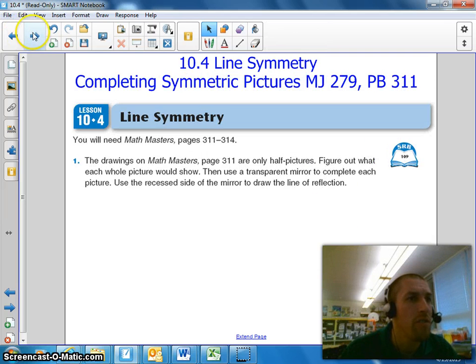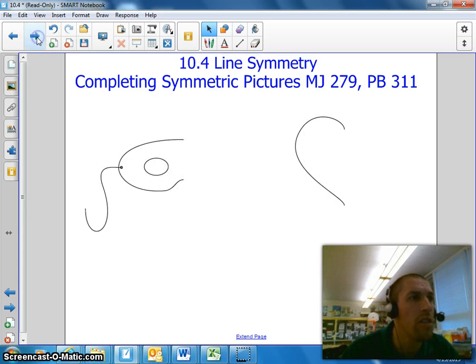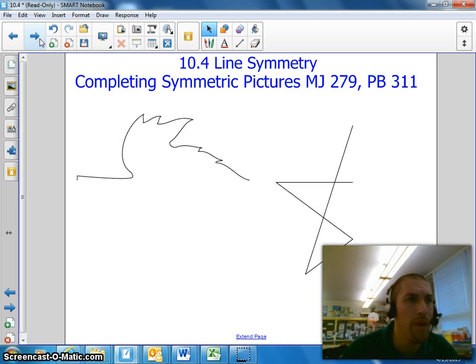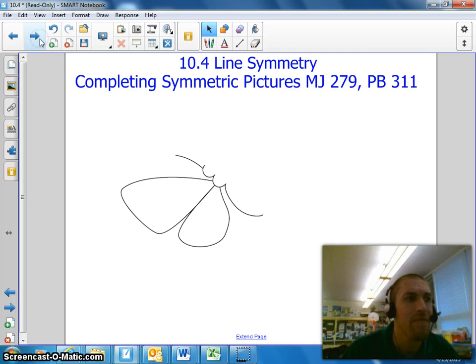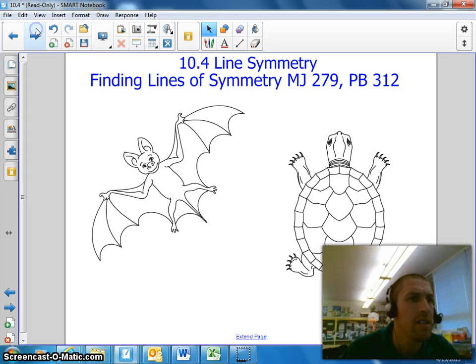Moving forward. On a lot of these, you're going to be seeing pictures tomorrow of half pictures. You're going to figure out what the whole picture would show, and you're going to use the mirror to do that. Can you figure out what shape it is? The mirror will help you. There'll be these tomorrow. This one is a little bit trickier. You're going to use the transparent mirror, and then you're going to figure out how many lines of symmetry it has. Which one has 2? You're going to figure that out.